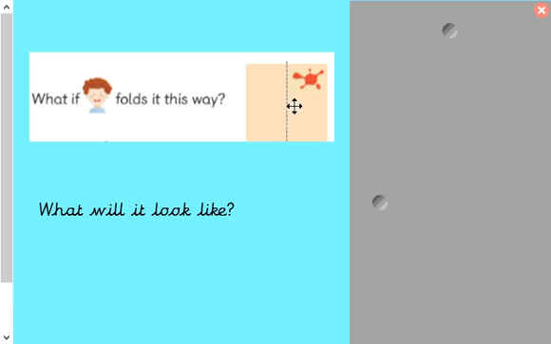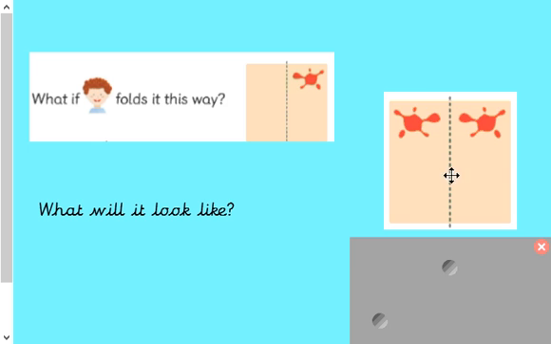Okay, well, again, it's going to be reflected. It's not going to be reflected down here this time because the fold line is vertical. It's going to be over here somewhere. And if we look at the shape reflected, you can see again, it is exactly the same amount of distance away from the mirror line.